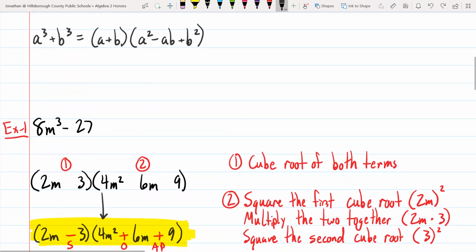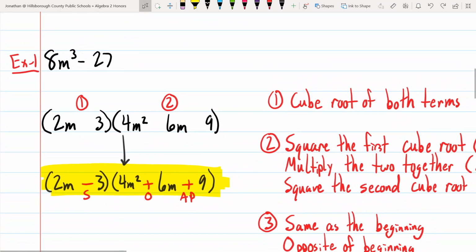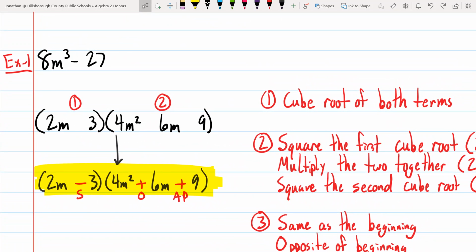Example 1. 8m cubed minus 27. 8m cubed is a perfect cube, and so is 27. So your steps are right here. Step 1. There's a first set of parentheses you create. You take the cube root of both terms. There is no cube root on a calculator, though you could raise the number to the 1/3 power. I think that's a little time consuming when you could just remember the cube root of 8 is 2 and the cube root of 27 is 3. Notice I didn't put any symbols in here yet. Do not do that until the third step.